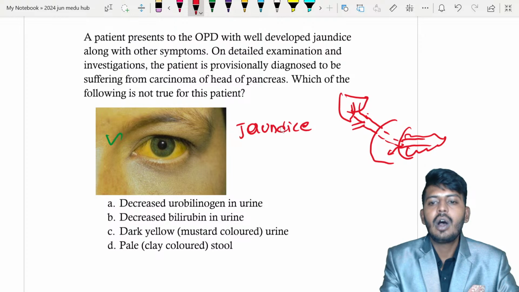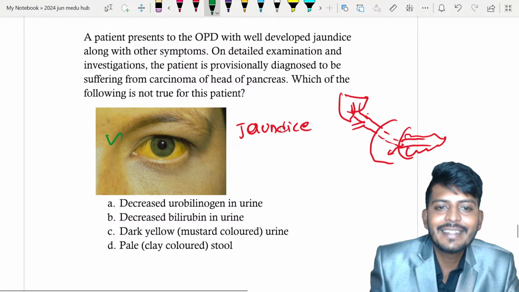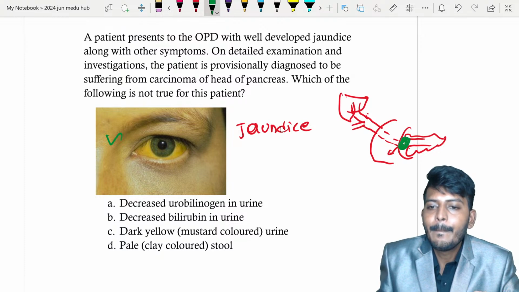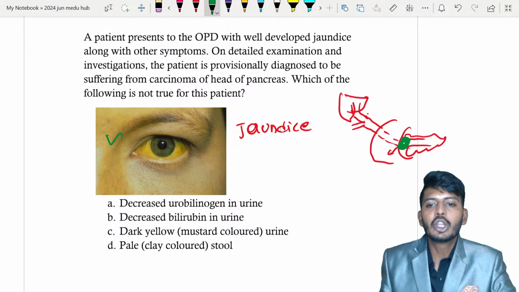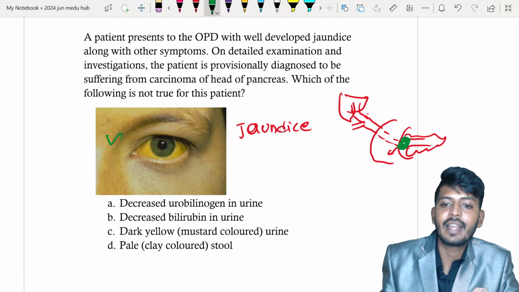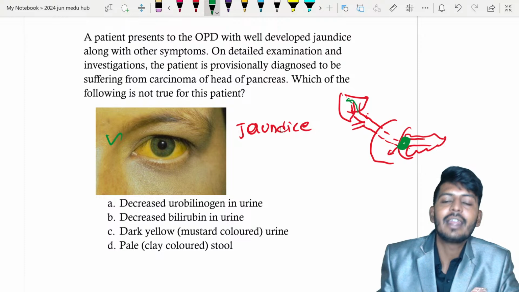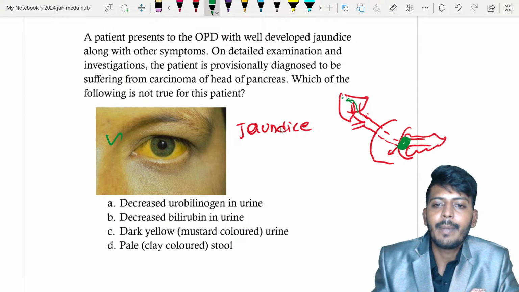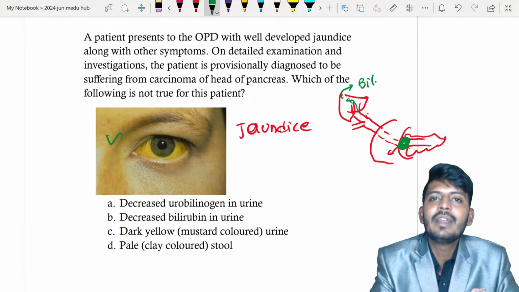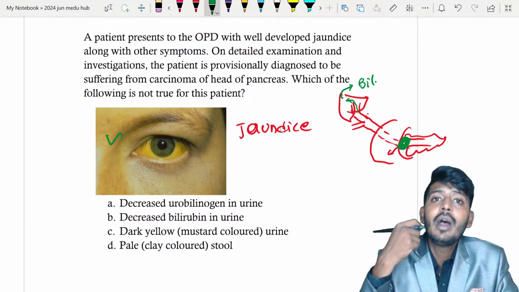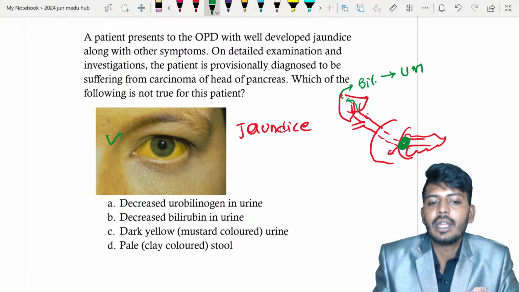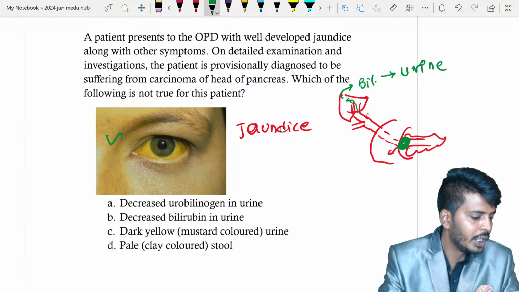So now what happened? The patient is having a pancreatic head cancer, so it will close the common bile duct. Will bile now come into the intestine? No, it will not. Bile cannot come into the intestine, so all the bile will remain where? In the liver. From the liver, all the bile and bilirubin will go to the blood vessel. From the blood, the bilirubin will go to urine.